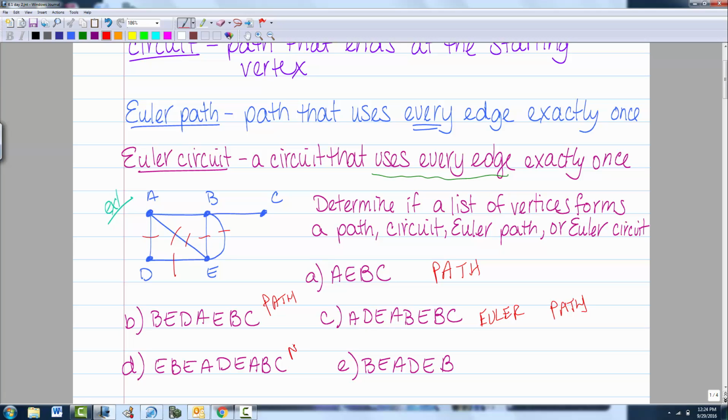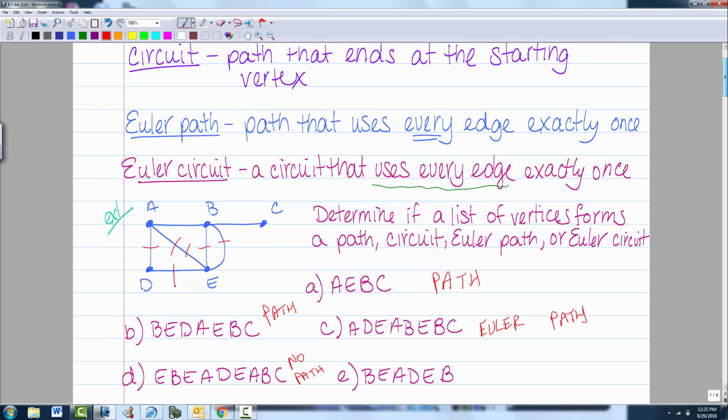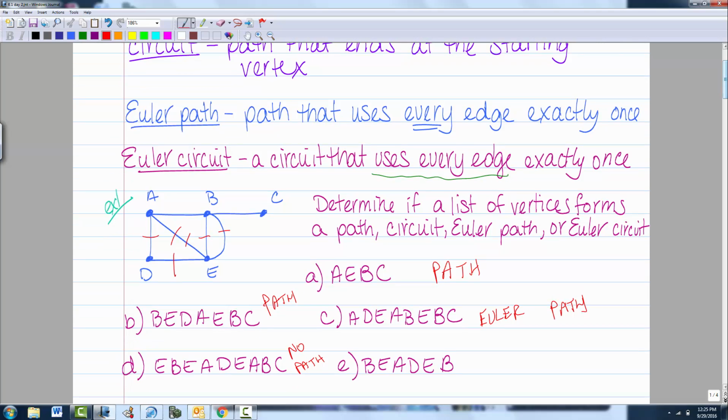It's no path, right? Because we used, well, let me see. Wait, hold on. Yeah, it's not a path because I used an edge more than once. So it's none of the above, as far as what we're concerned about, using an edge more than once. Okay? Now that I wrote that, I got to erase this. Boom, boom, boom.